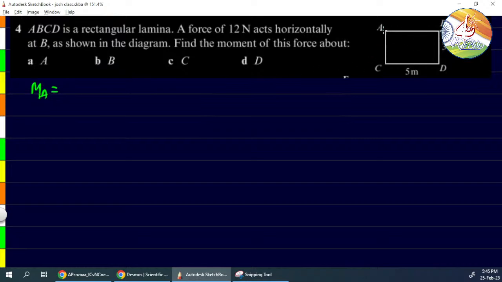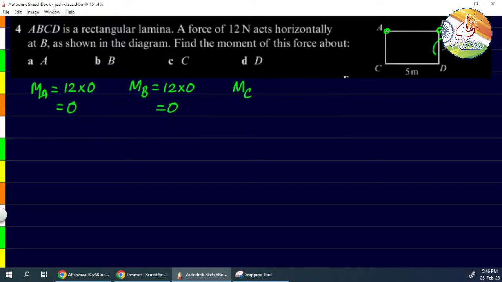The force is passing through the point A. So whatever is the force, perpendicular distance is 0. So here it is 0. Then moment about B, it is also passing through the point B. So whatever is the force, perpendicular distance is 0. So 0. Then moment about C.